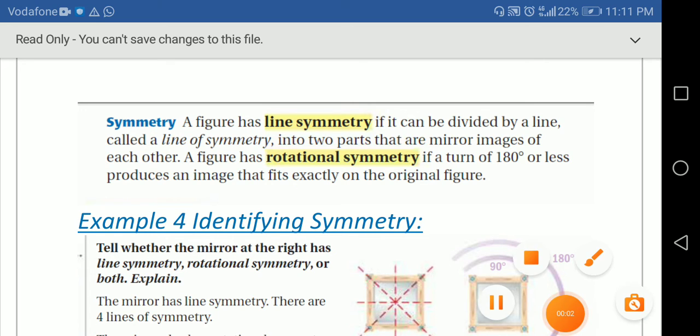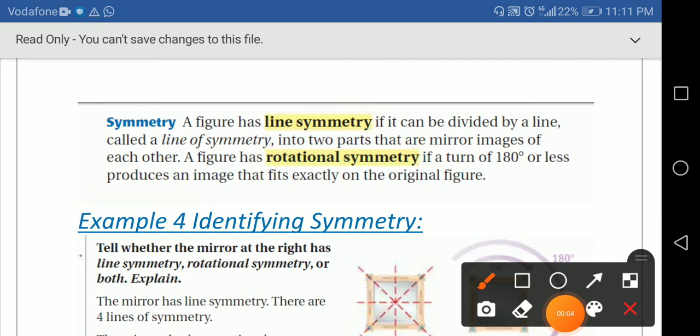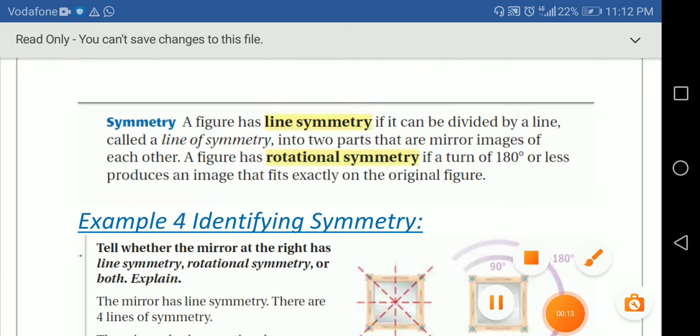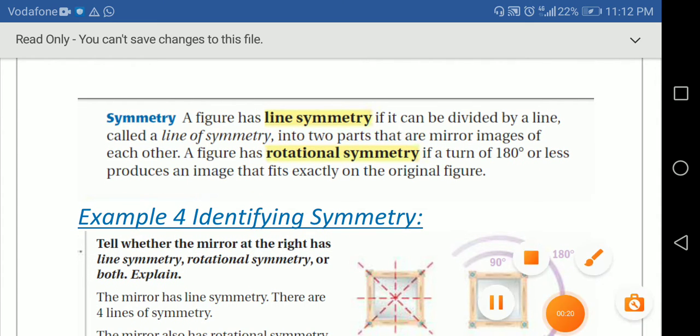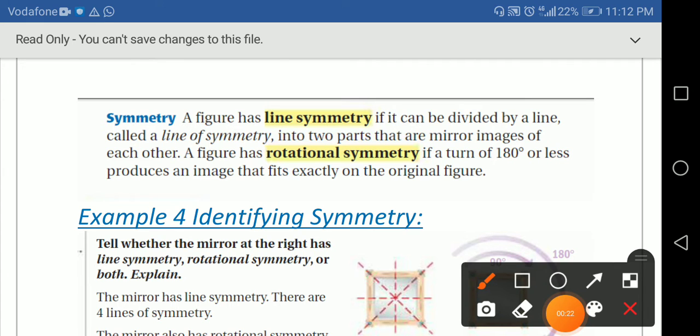I hope you're fine. Today we are going to talk about a new lesson in quarter 4, which is symmetry. A figure has a line of symmetry if it can be divided by this line. So we call it a line of symmetry, and it gives us just two parts that are mirror images of each other. This figure has rotational symmetry also, if a turn of 180 degrees or less produces the same image that fits exactly the original figure.